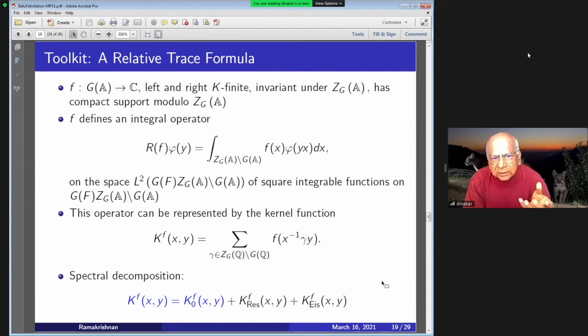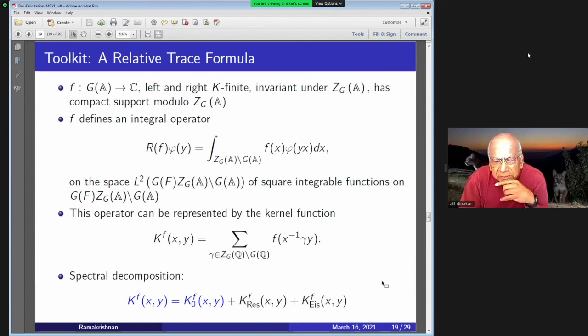So you take a function on the Lie group with nice properties, compactly supported, a test function. It defines an integral operator. I'm going to divide the group by its center because the center is always a big problem. It's like GL2, where when you divide by the center you have PGL2, which is similar to, but not the same as, SL2. Then if you integrate against this function, you get an operator on the L2 space of G mod gamma.